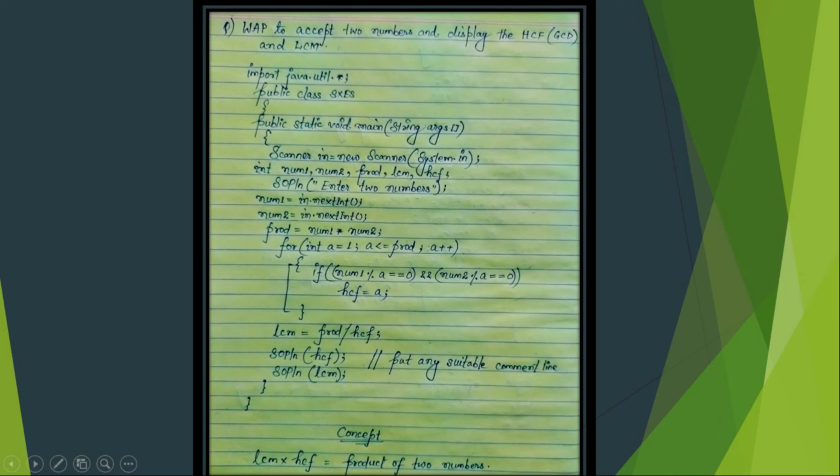As soon as the user sees enter two number, he or she will enter two numbers, and using in.nextInt, the two numbers will get inside num1 and num2. Now what we will do is find the product of these two numbers, that means prod is equal to num1 into num2. This asterisk is utilized to find the product.